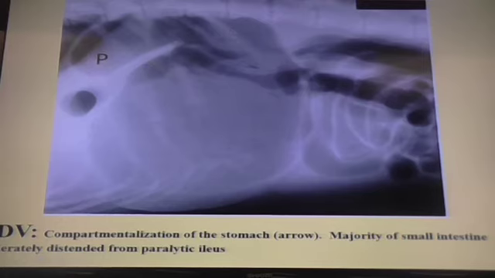But look at the small intestine. They are distended as well. Well, when the stomach twists, there's going to be some paralytic ileus, there's going to be some pain. And so the small intestines are responding to that.